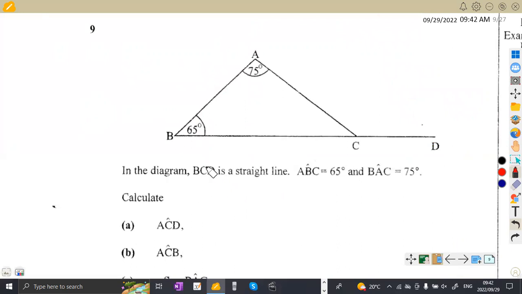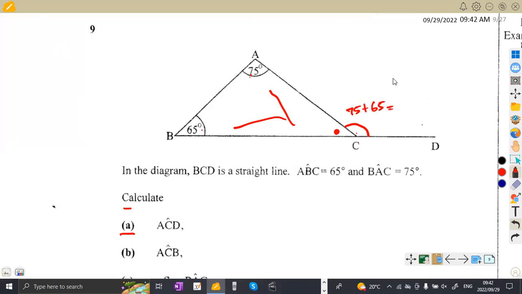Number 9, in the diagram, we are given that BCD is a straight line. So this is a straight line, and we are given these two angles. Calculate first ACD, this angle that we have here. As you can see, guys, ACD is an exterior angle, where we say that the exterior angle is equal to the sum of the opposite interior angles. These are the opposite interior angles, which are these two angles. So this angle is simply 75 plus 65.